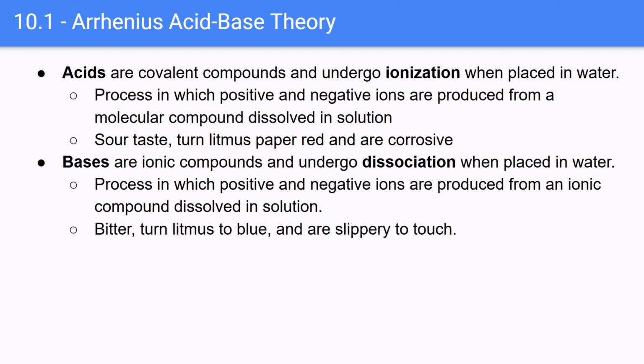Bases, however, are ionic compounds that undergo dissociation when placed in water. Now, again, these are the bases based off of the Arrhenius definition, but it's a process in which positive and negative ions are produced from an ionic compound. So these are already ions because ionic compounds are made up of ions, and it's a metal plus a nonmetal.